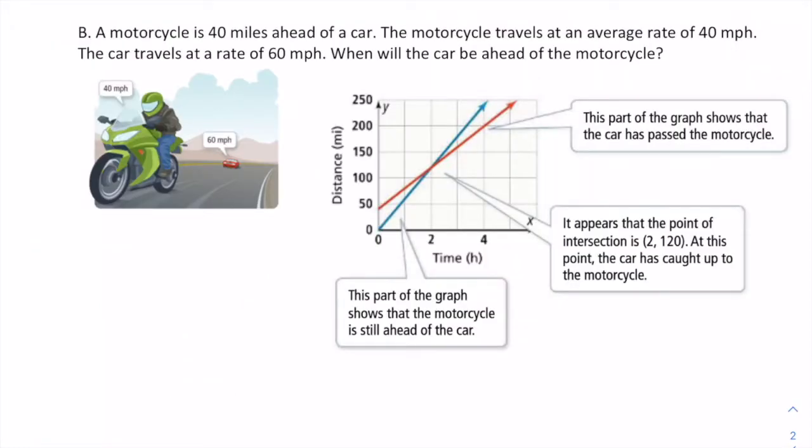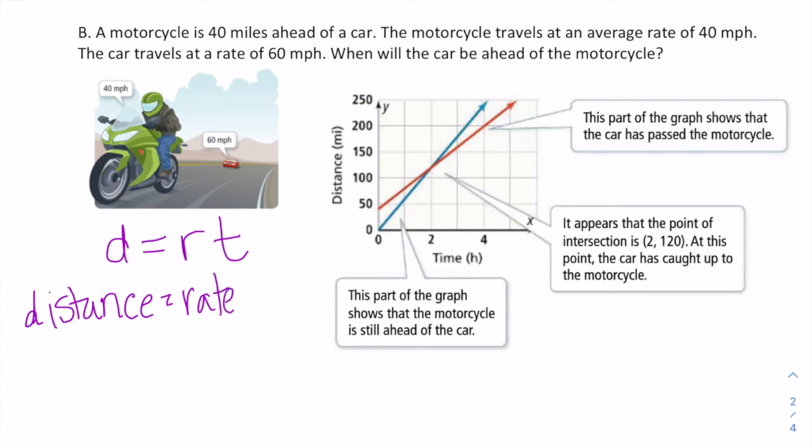Okay, let's consider this word problem. A motorcycle is 40 miles ahead of a car. The motorcycle travels at an average rate of 40 miles per hour, and the car travels at a rate of 60 miles per hour. When will the car be ahead of the motorcycle? So for this one, we're actually going to use the equation distance equals rate times time. I'll put time with an x.